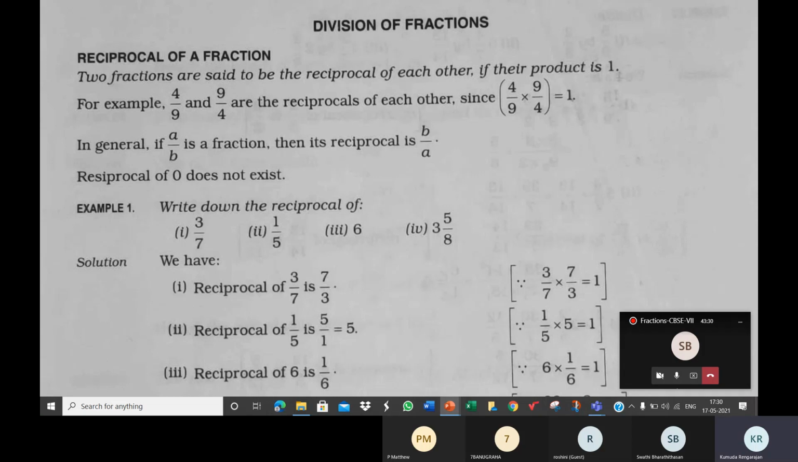Like we say 5 is 5 by 1, but 5 is not 5 by 2. 5 can be written as 5 divided by 1. 6 is nothing but 6 by 1. 7 is 7 by 1. If a number does not have a denominator, you can take the denominator to be 1.